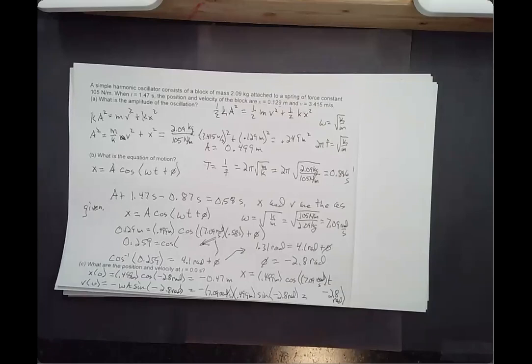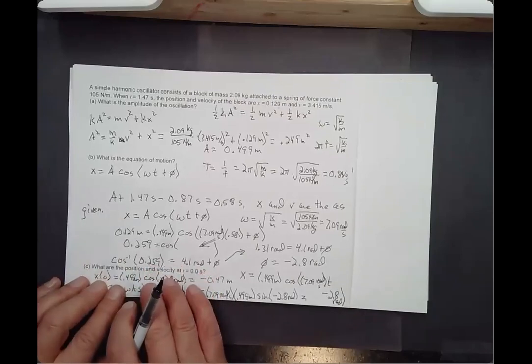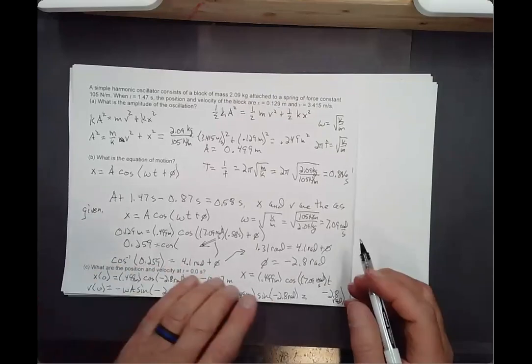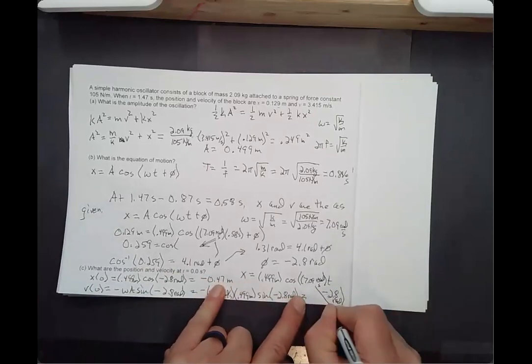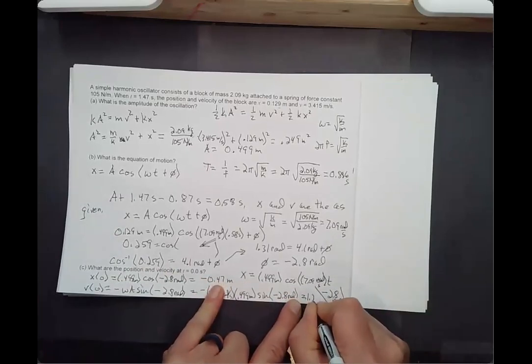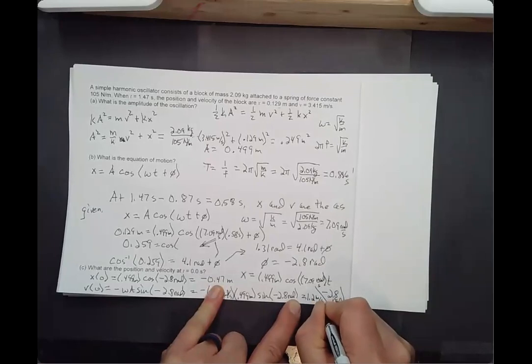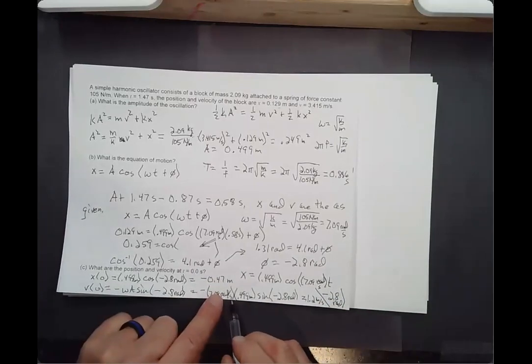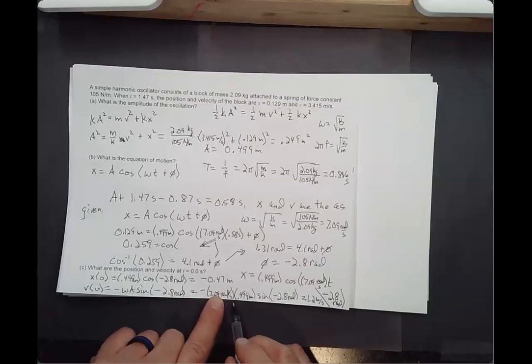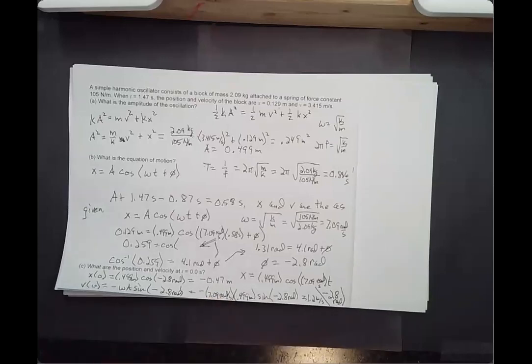It's 1.1, actually it's 1.2 is all I can keep on there. Meters per second, because that's a meter times a radian per second. Radian's just a placeholder word, so it's meters per second.